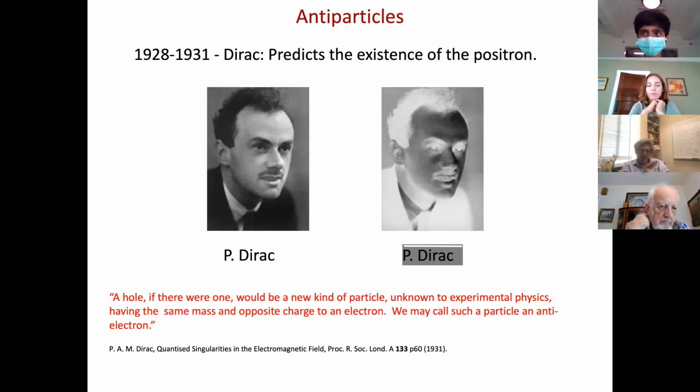As I'll just read, a hole, if there were one, would be a new kind of particle unknown to experimental physics, having the same mass and opposite charge to an electron. We may call such a particle an anti-electron.